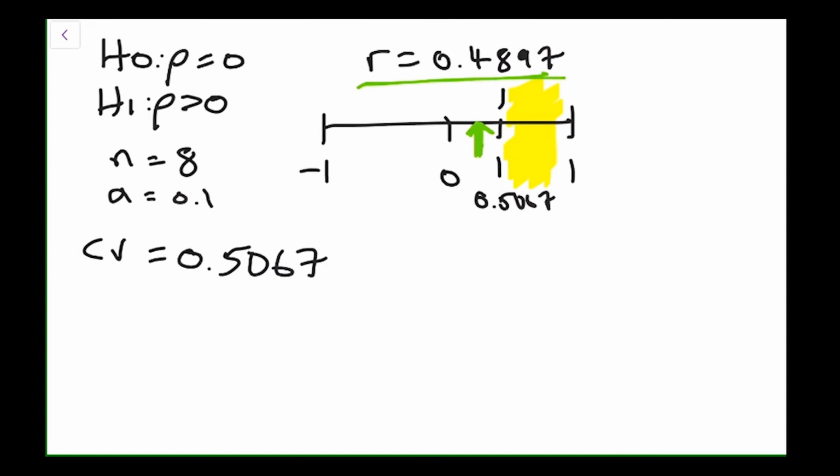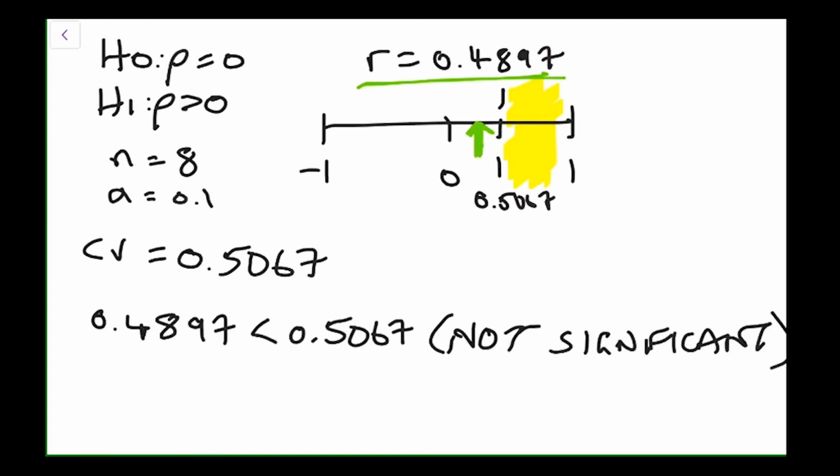The things that we need to do, we'll start with a comparison of the two values. Our calculated R value is not as strong as the critical value. It's less than the critical value. We do not have a significant result. We just need to finish off with 2 conclusions. Firstly, a mathematical conclusion, and then one in context.